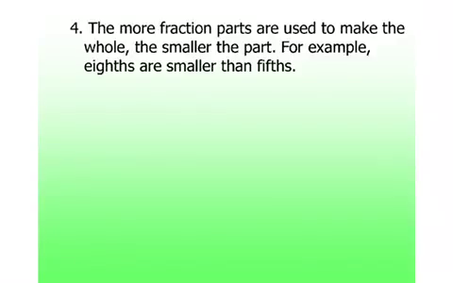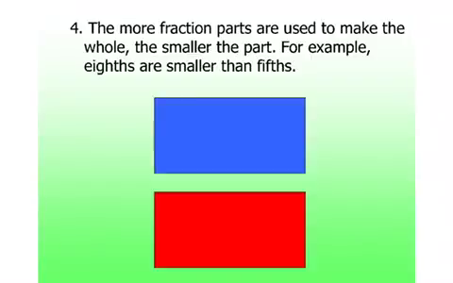The more fraction parts are used to make the whole, the smaller the part is. For example, eighths are smaller than fifths. So the more fraction parts that you need to make the whole means that they are the smaller part. Let's look at an example of that. Here's how fifths will look. 1, 2, 3, 4, 5. Eighths will have to be smaller, right? To split this whole into 8 parts. See? 1, 2, 3, 4, 5, 6, 7, 8. Those are much smaller than these are, aren't they?